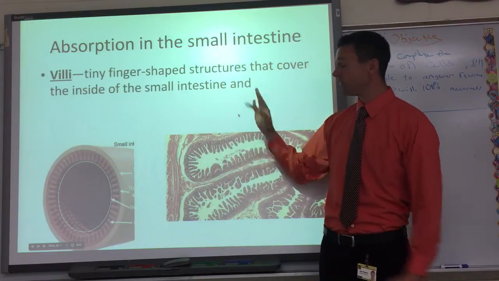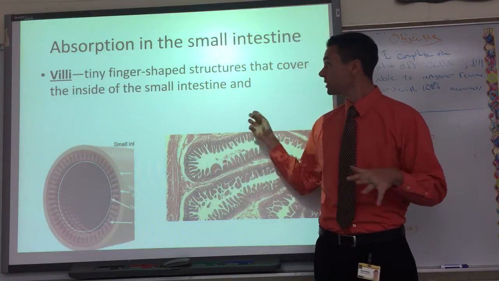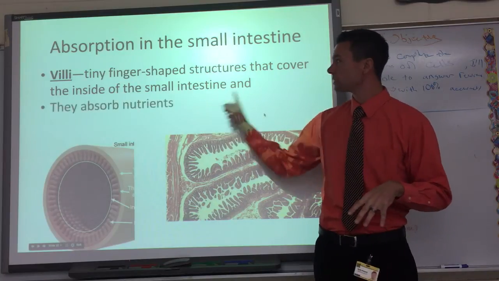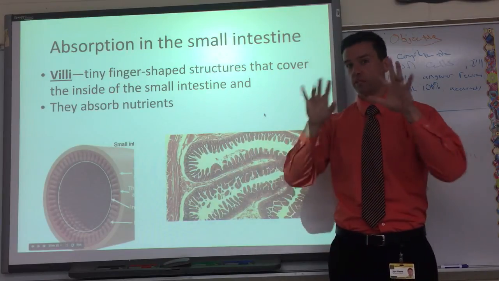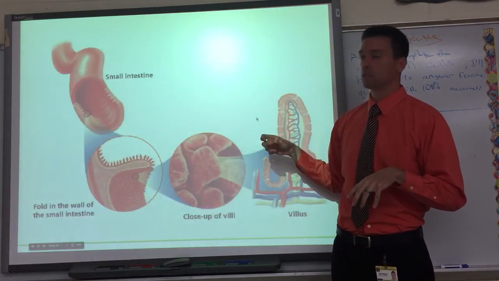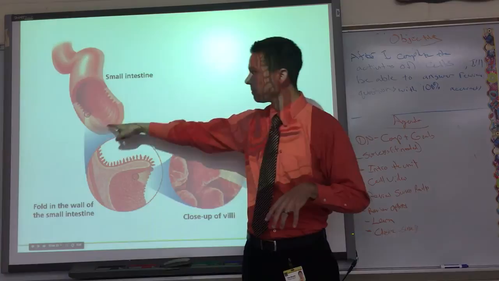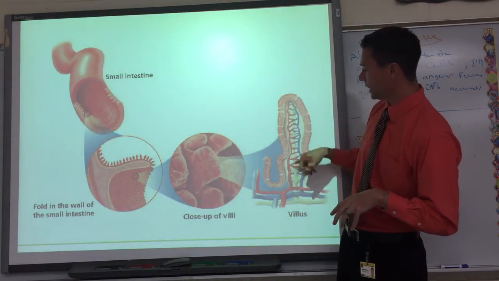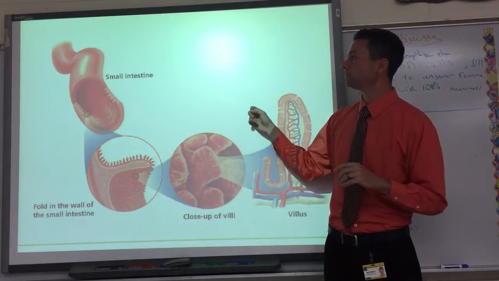Again, they're basically tiny little finger-shaped structures that cover the inside of the small intestine. And they absorb nutrients. That's their main job. Little finger-like things, and they absorb all the nutrients that you need. All right, continuing along. So here you see what I'm talking about. These little finger-like things, you're zooming in, and then basically they take it and they absorb it into your bloodstream so it can go out to the rest of the body.